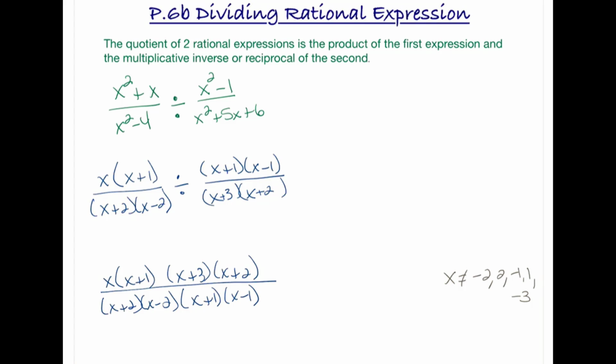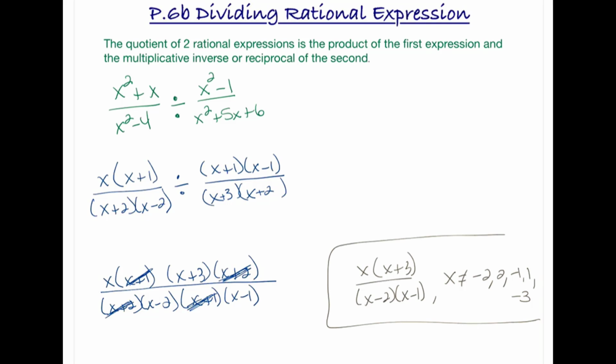I already took care of all of my excluded values, so now I'm just going to cancel out those common factors. What do I have? x plus 1 and x plus 1, and x plus 2 and x plus 2. I think that's it. So what do I have on top? I have x times x plus 3. And then in the denominator, I have x minus 2 and x minus 1. I think I got them all.